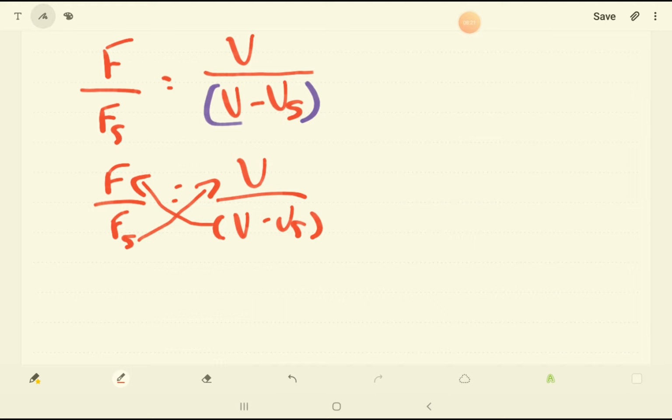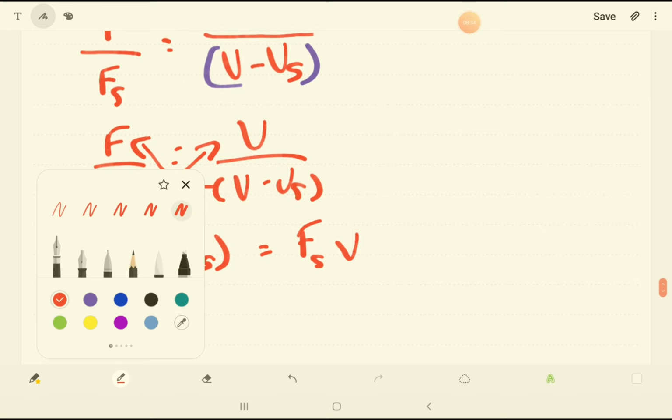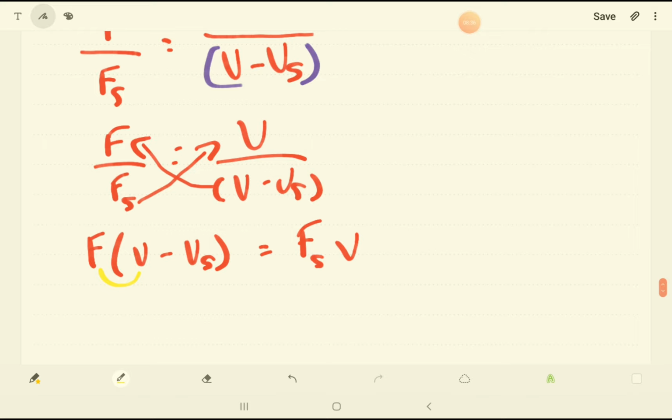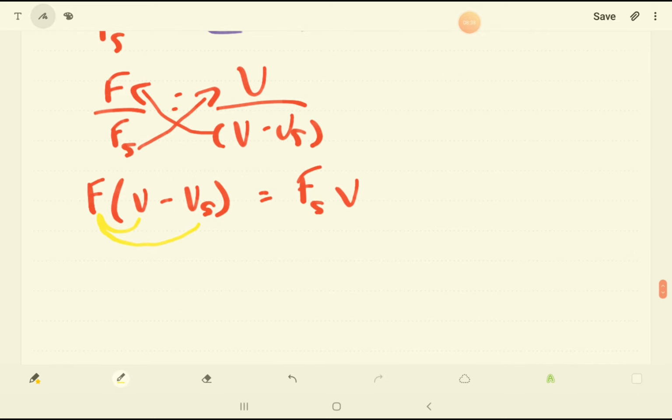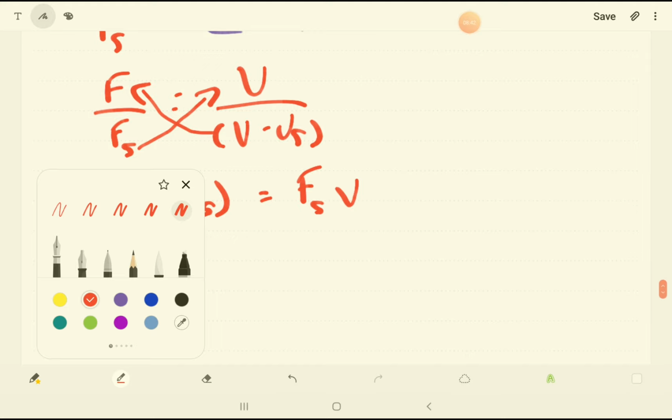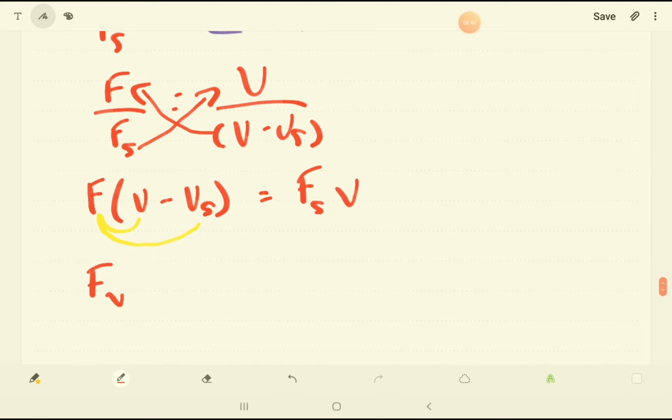And when I do that, I get F bracket V minus Vs equals FsV. I'm going to do some distributive property here. And that'll leave me with the following. I'm going to get F times V, so FV stuck together, minus FVs stuck together, equals FsV.